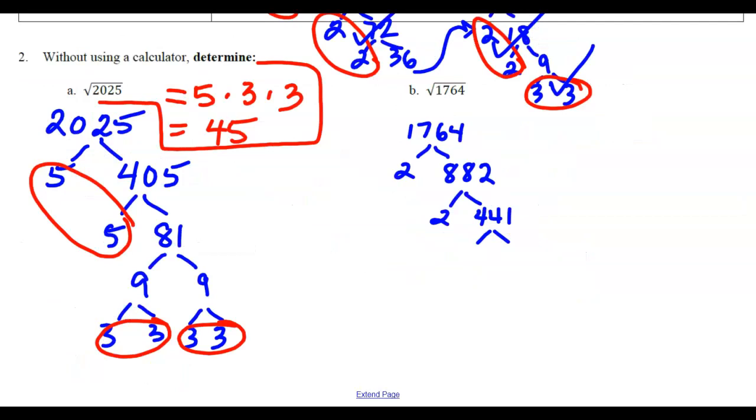The hint in B, even number, so I divide by 2. Even number, divide by 2. 441, it's not even. So then try 3. Remember what we talked about, the trick for 3 is if the digits add up to a multiple of 3, then it's divisible by 3. So 4 plus 4 plus 1 is 9. So I know 3 goes into that.